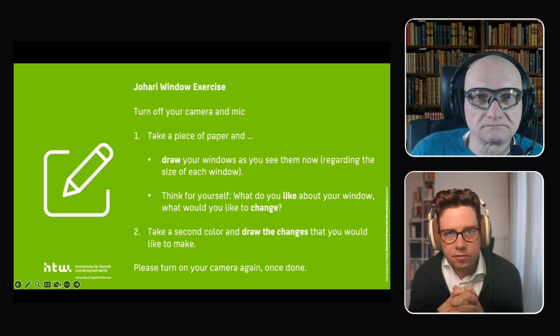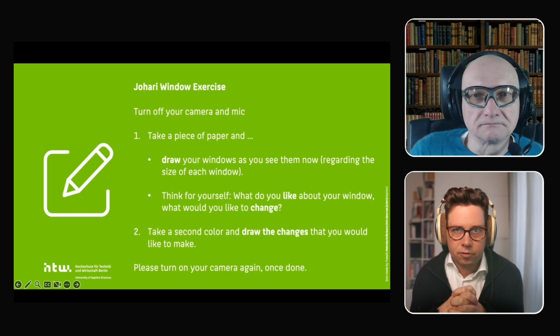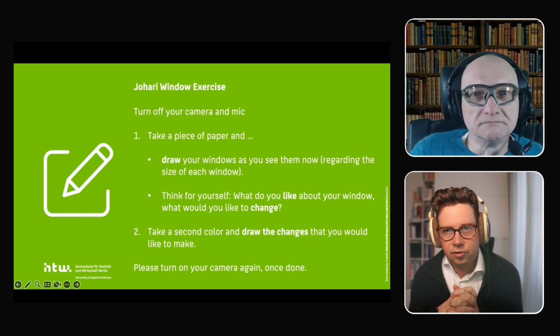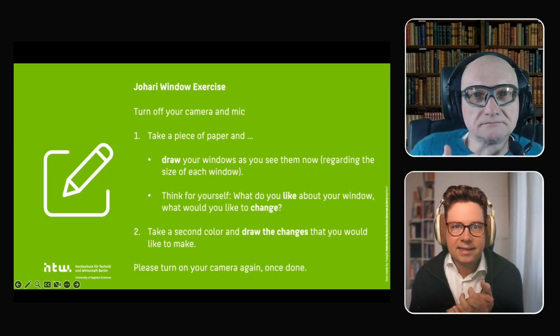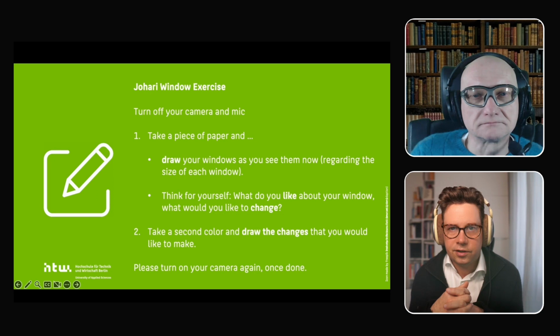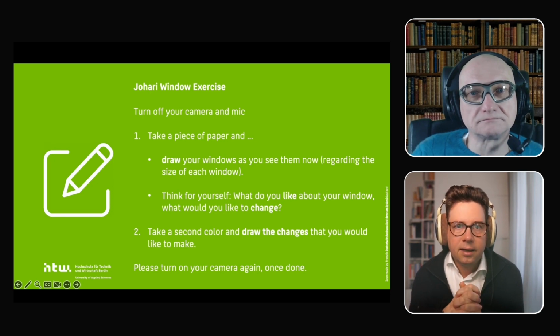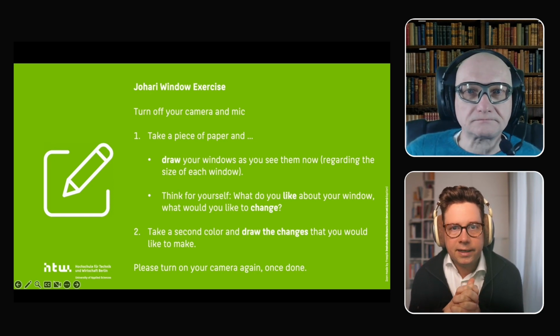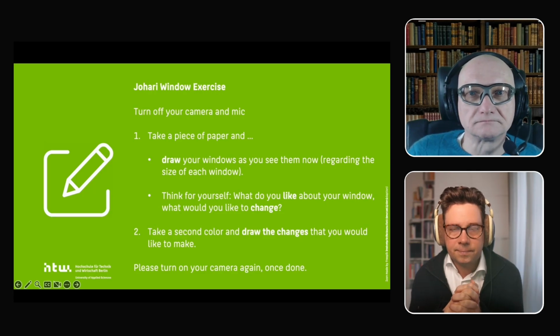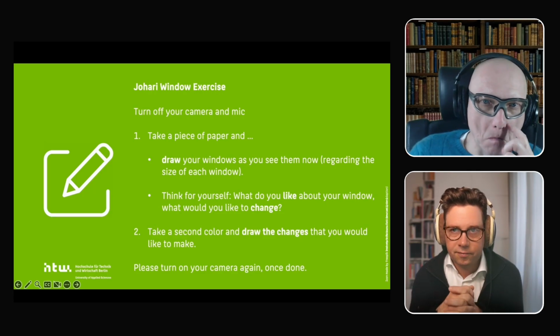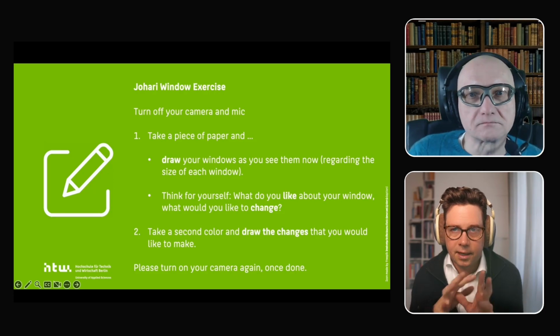Think for yourself, what do you like about your window? And what would you like to change? And then take a second color and draw the changes that you would like to make. And if you're done, please turn on your camera so that we can see who is ready for the next step. And then we're quiet.